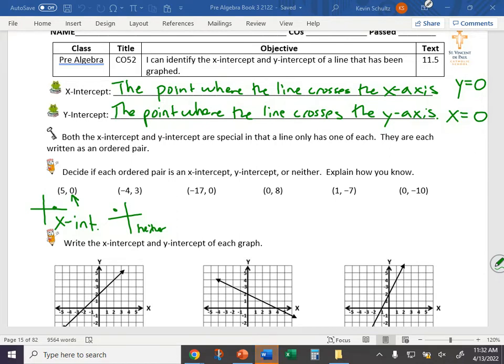Negative 17, 0. Raise your hand if that's an x-intercept, y-intercept, or neither. Camille.